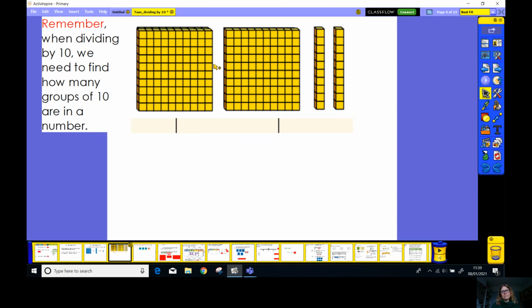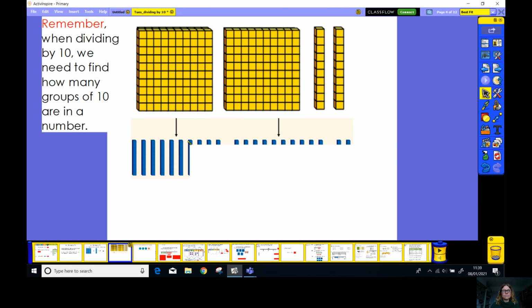Now we have this number here built in Dienes. So we've got 100 plus another 100 plus 2 tens. So we have 220. I want to find out today how many groups of 10 are in 220. So if I was at school and I had my Dienes, I'd be able to break them up, wouldn't I? I'd be able to separate them and see it really nicely. So let me see if I can do that in a picture.